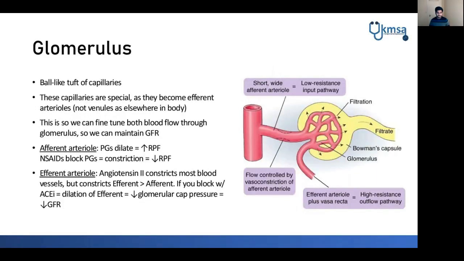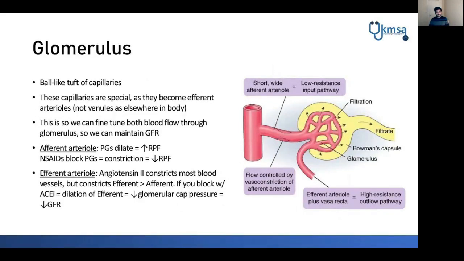Then the reason this is relevant clinically is the effect of drugs on these arterioles. So prostaglandins dilate the afferent arteriole, so increase blood flow to the glomerulus. We all know that NSAIDs can block prostaglandin action and production, and as a result they can cause constriction and reduction in renal blood flow or plasma flow, and this is one of the mechanisms by which giving someone an NSAID may cause a reduction in renal function.